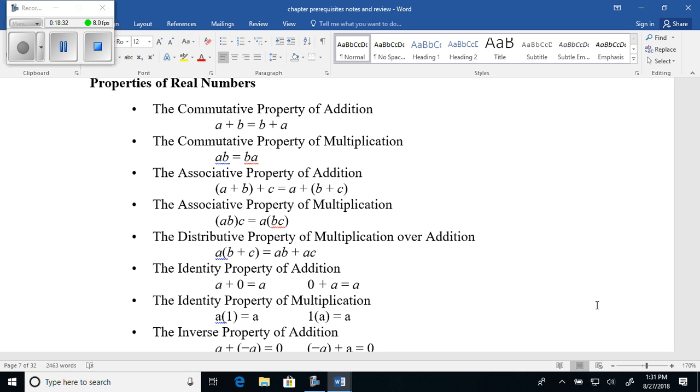So that means A plus B, is that order going to be the same on the other side? No. So if the order changes, it's commutative. Addition or multiplication. Associative. What's the root word of associative?